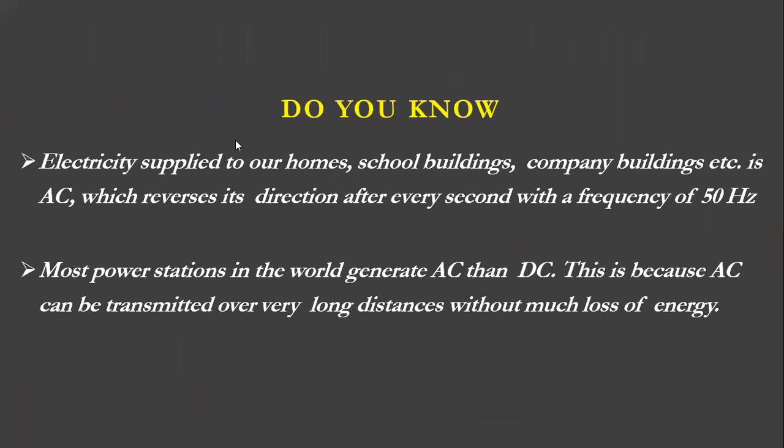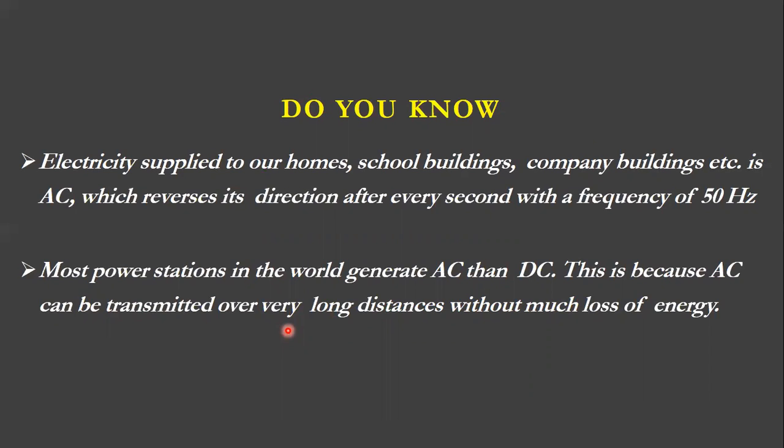See children, do you know that the electricity supplied to our homes, school buildings, company buildings, etc. is AC? It means it is the alternating current, which reverses its direction every second with the frequency of 50 Hz. And most power stations in the world generate AC rather than DC. This is because alternating current can be transmitted over very long distances without much loss of energy.